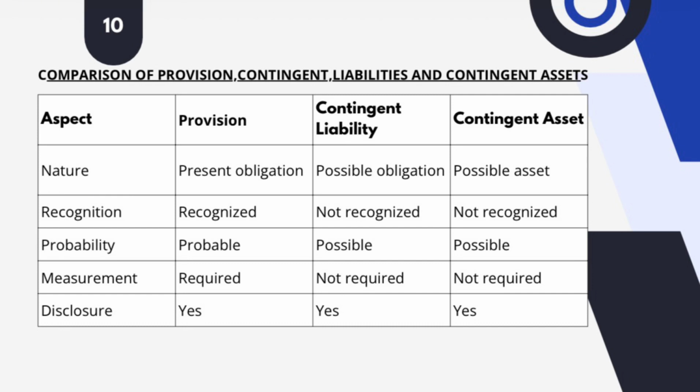Similarly, a contingent asset is a possible asset. It is not recognized, because the inflow of economic benefit is uncertain. No measurement is required, but it is disclosed when the inflow is probable. It is only recognized when it becomes virtually certain. To conclude, this comparison shows that provision involves recognition, measurement, and disclosure, as they are probable, while contingent items mainly involve disclosure due to their uncertainty.